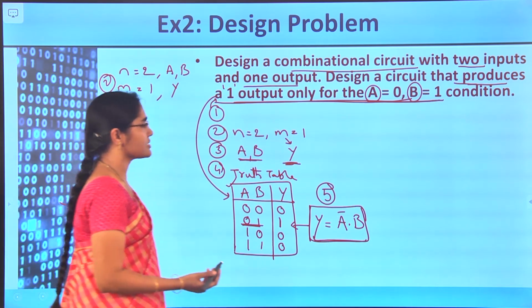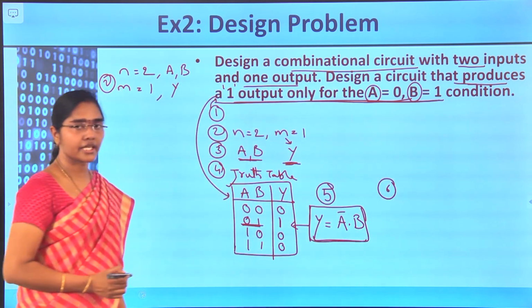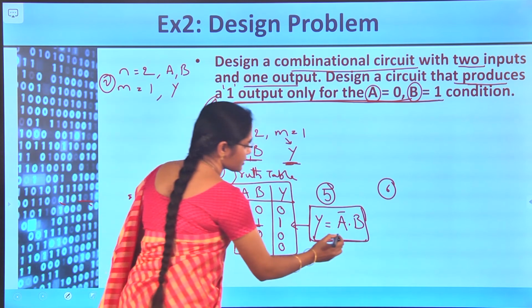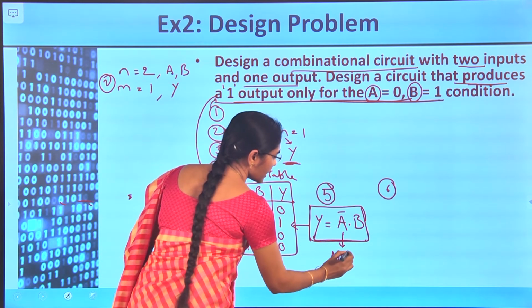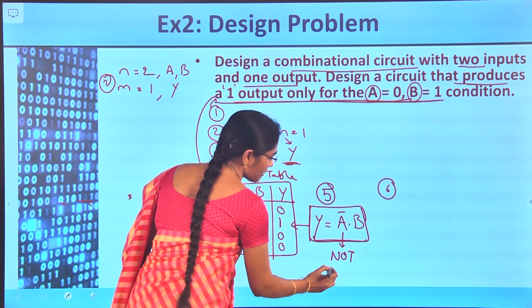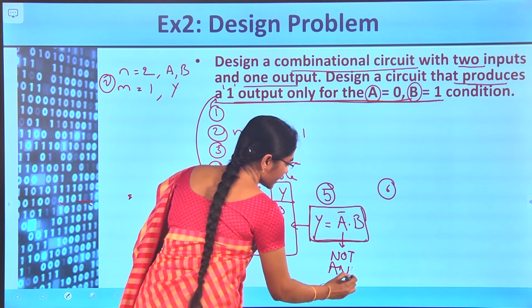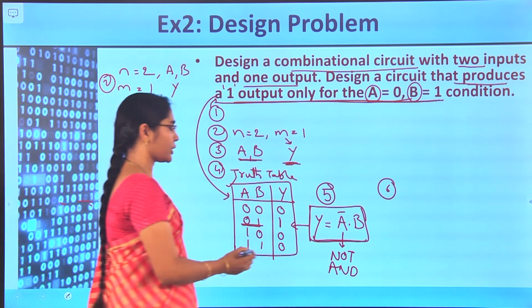Then what is our sixth step? Sixth step is drawing the logic diagram. For this expression, what gates are required? For getting A bar, one NOT gate is required, and for getting that dot operator, one AND gate is required. So, one NOT gate and one AND gate both are required.